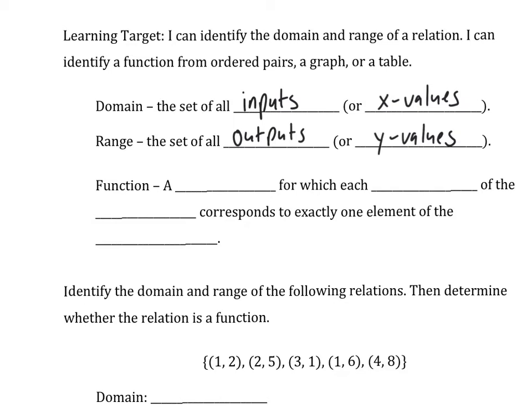So a function is a relation. It's a type of relation for which each element of the domain corresponds to exactly one element of the range. Sometimes the way we say that is each input has only one output. If we're thinking of a function like a machine, if you put in, let's say, the number 2, there's only one possible output. There's only one possible answer for the number 2.